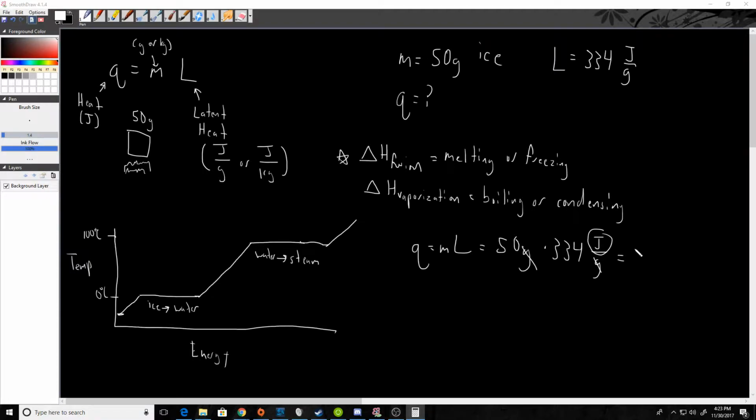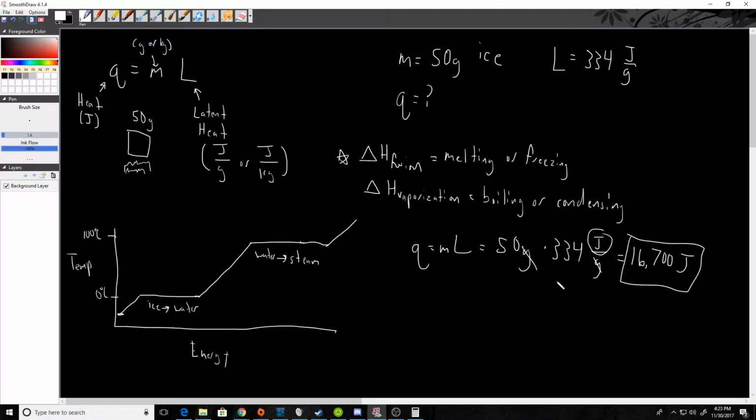So it takes 16,700 joules of energy to turn a 50 gram ice cube from solid water, or ice, into liquid water. And this seems like a lot of energy, and it kind of makes sense. Once spring comes, it takes a lot of time for ice on lakes to melt. All the energy given to the lake first has to get the ice up to 0 degrees Celsius, and then the energy has to turn all that ice into water before the water can change temperature.